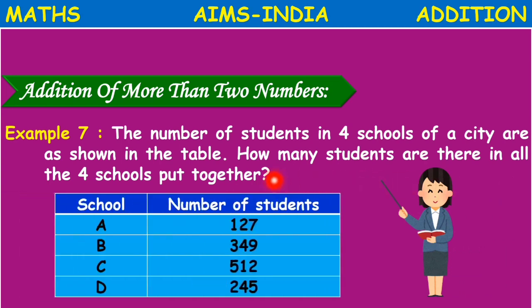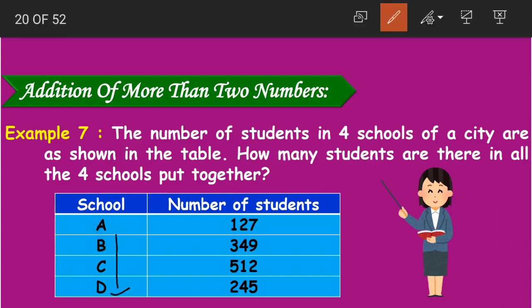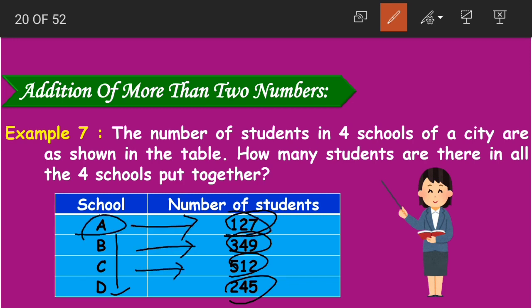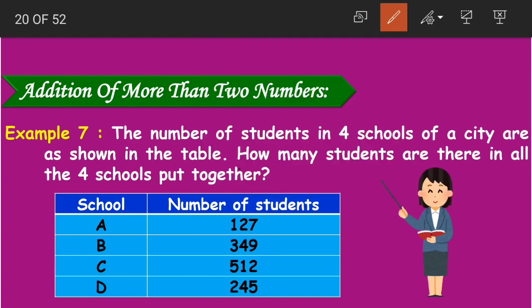See, what are they saying? These are 4 schools, it seems. A, B, C and D are 4 schools, okay? And these are the number of students in each school. So, in school A, we have 127 students. In school B, we have 349 students. In school C, we have 512 students. And in school D, we have 245 students.